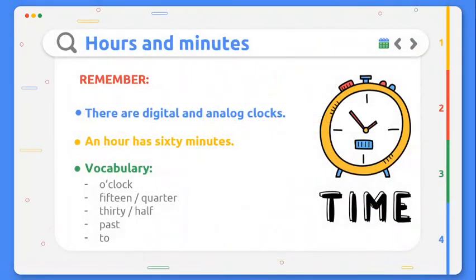First of all, as an introduction, guys, we're gonna work with hours and minutes. It's important to remember that we have digital and analog clocks, that an hour has 60 minutes, and the vocabulary that we're gonna work with is o'clock, 15 or quarter, 30 or half, past, and to. Also, we have to practice the numbers, as we will practice them in Unit 6.